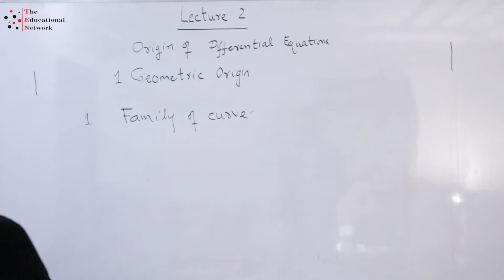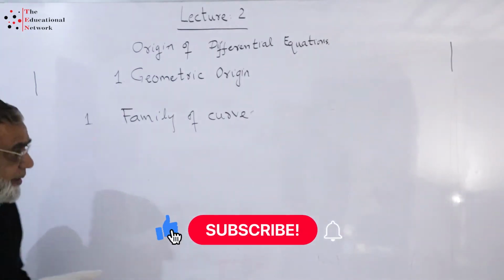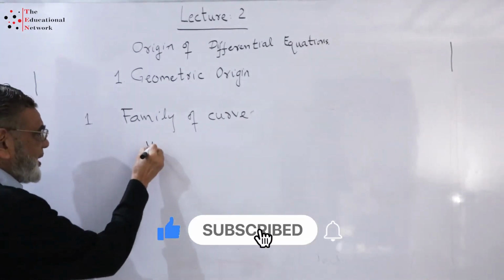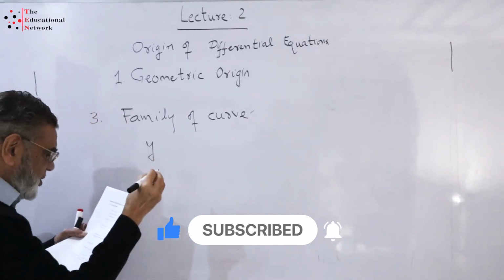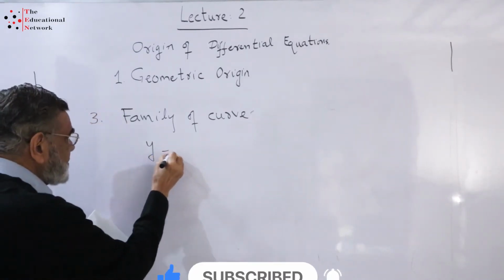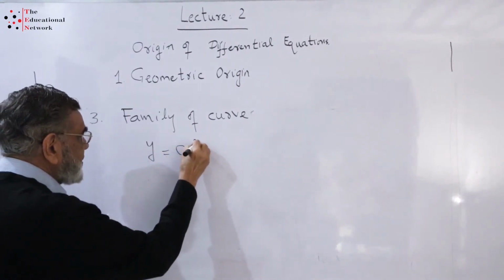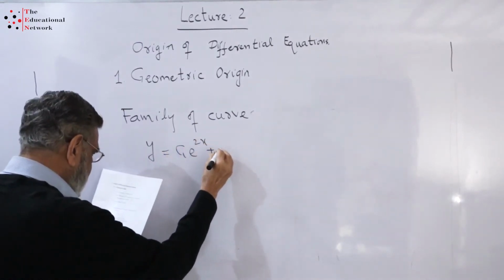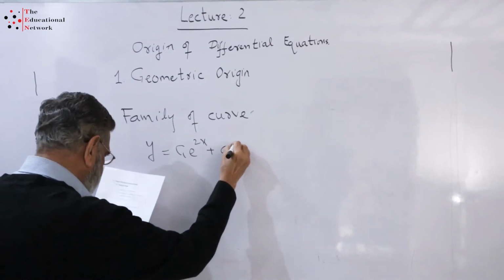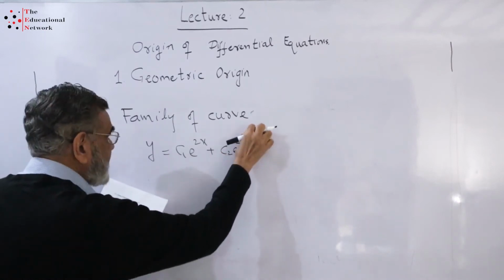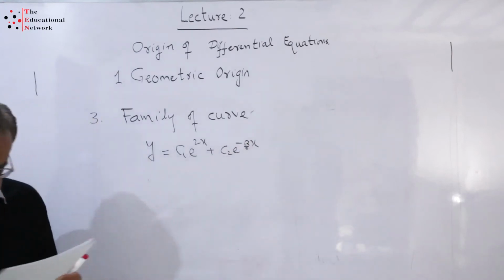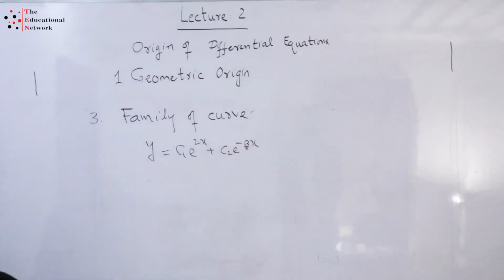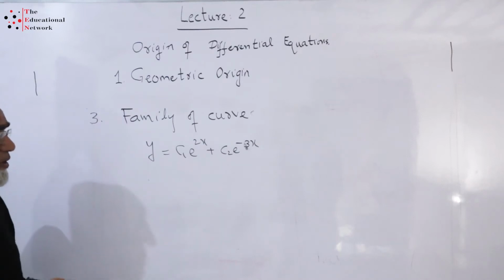In this new example, which I'm going to define here, y is equal to C1, a family of curves given by C1. This is my third example: y is equal to C1 e to power 2x plus C2 e to power minus 3x. And I'm interested to find the differential equation for this family of curves.